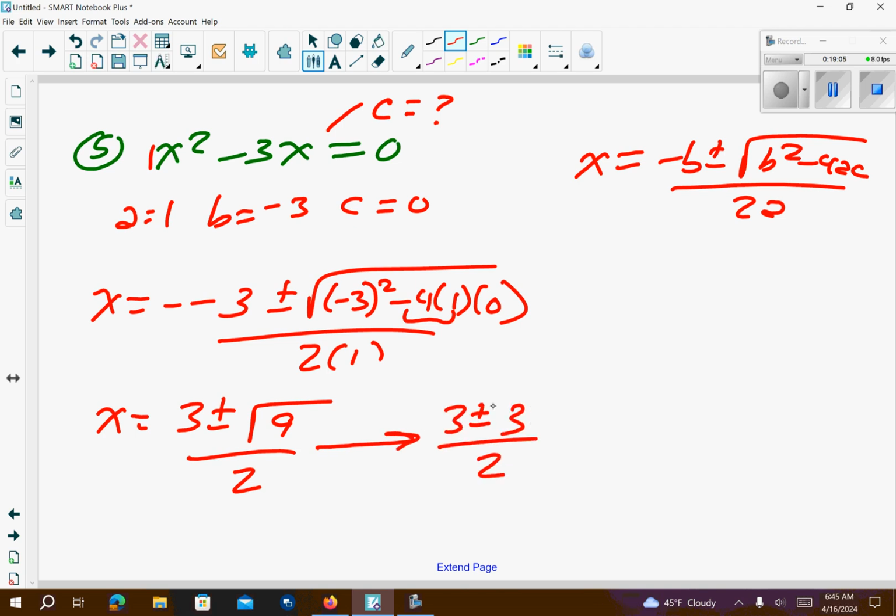And then do the math. 3 plus 3 is 6. 6 over 2 is equal to 3. So there's one answer. Negative 3 minus 3 is 0. 0 divided by 2 is 0. So there's my 2 answers, 3 and 0.